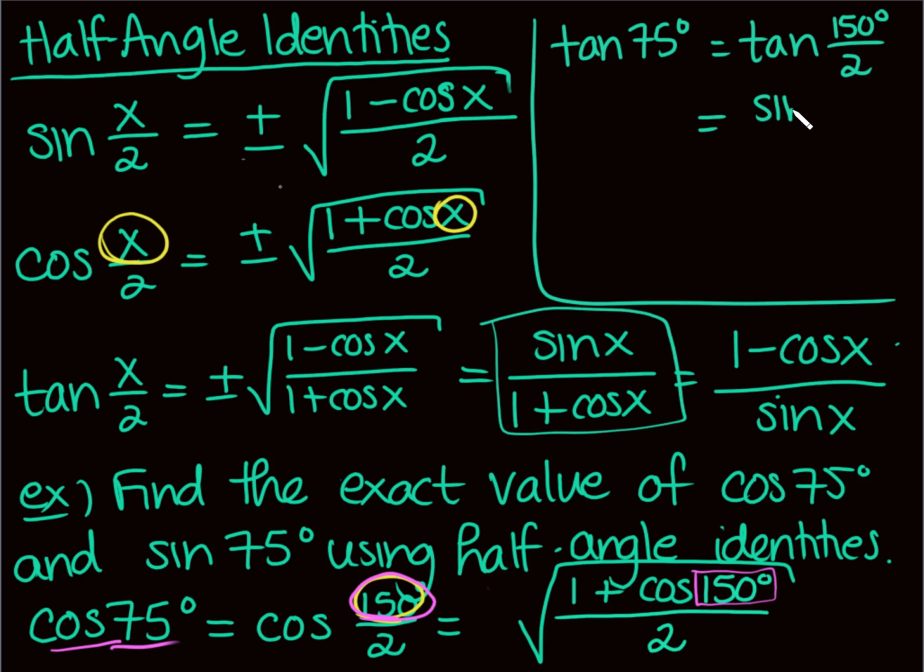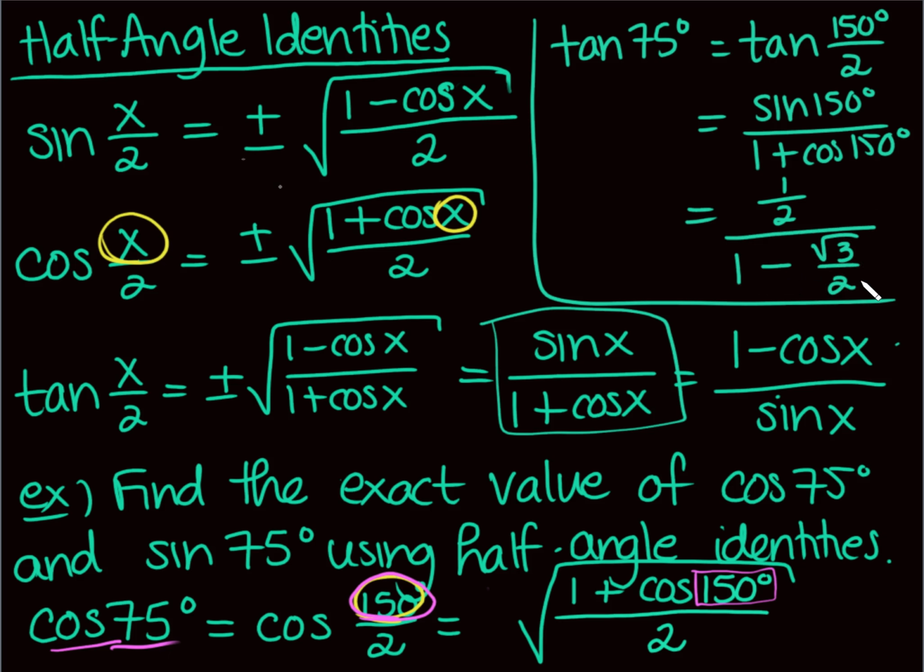So that would be the sine of 150 degrees all over 1 plus the cosine of 150 degrees. That'd be pretty easy. Sine of 150 is 1/2. It's positive because sine is positive in the second quadrant. Cosine of 150 is a negative root 3 over 2. So that's pretty nice. Multiply everything by 2 over 2. And we get 1 over 2 minus root 3. And then you could rationalize the denominator by multiplying by 2 plus root 3.